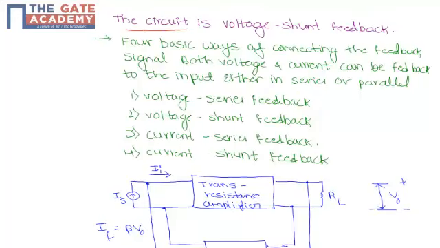The given circuit is a voltage shunt feedback. There are four basic ways of connecting a feedback signal, voltage or current, back to the input, either in series or parallel. The four types are voltage series feedback, voltage shunt feedback, current series feedback, and current shunt feedback. The given question is a type of voltage shunt feedback.